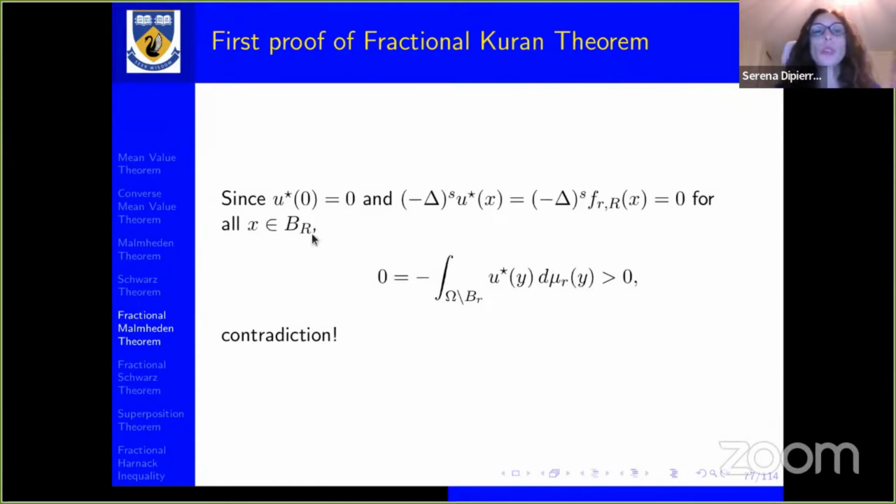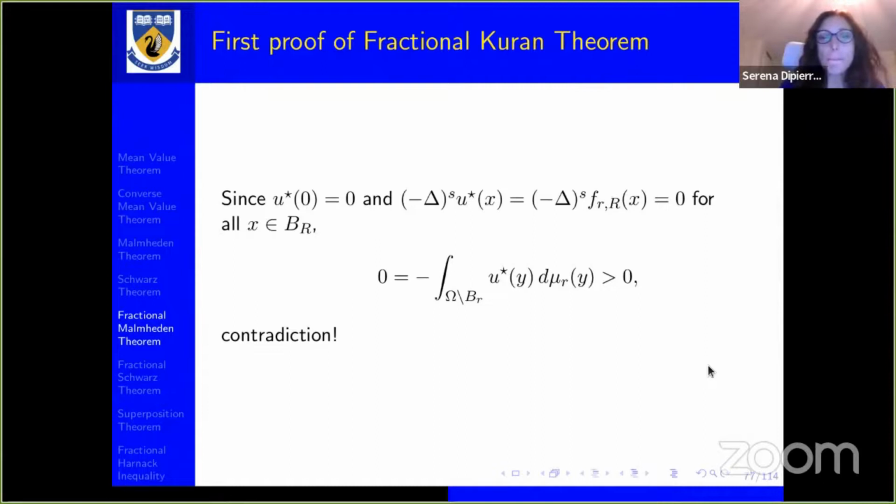And then again, because U star at 0 is equal to 0, and this is s-harmonic in B capital R, we can plug it into our computation. So we started with 0. So 0 was equal to this object, but now we just proved that this is strictly bigger than 0, which gives a contradiction. The contradiction comes from the fact that we assumed that omega did not coincide with BR. And so we proved that omega is essentially BR.